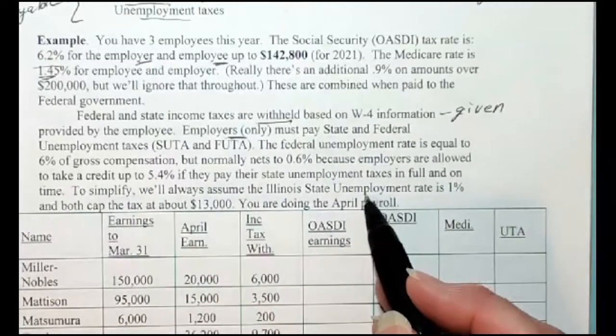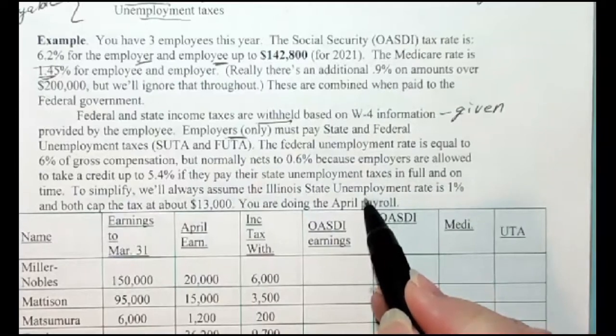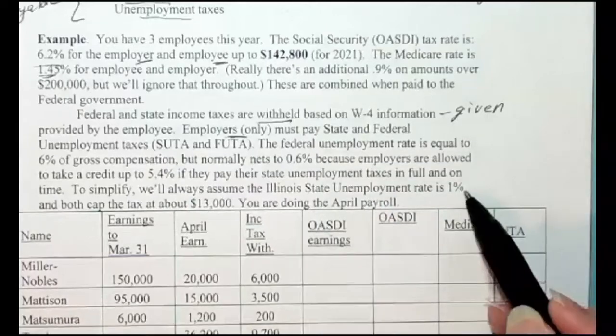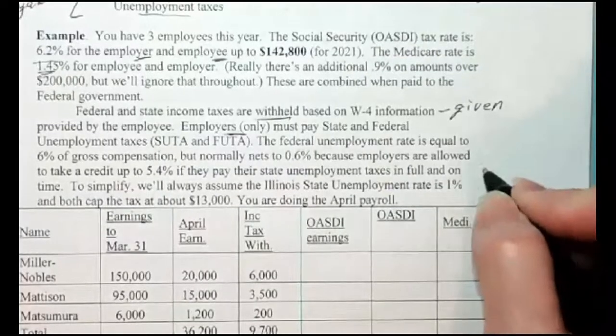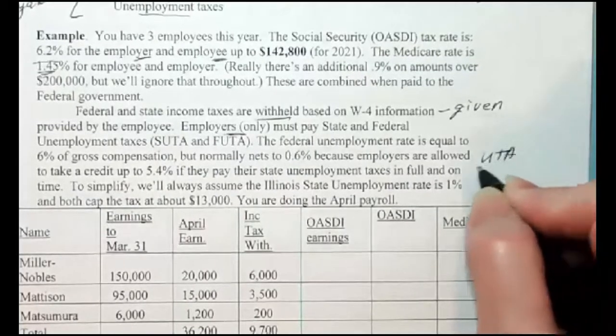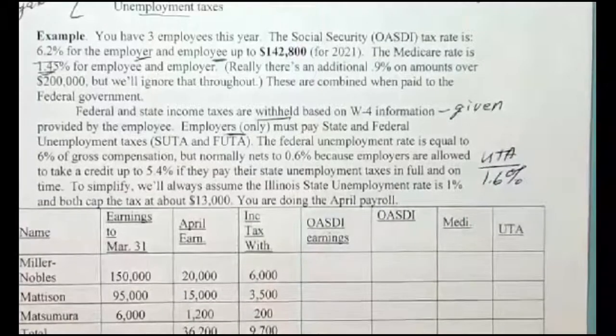The Illinois, the state one is a little bit more complicated because it depends on the kind of company you are. Construction companies, for example, will pay more in unemployment than a university because they have more unemployment claims and those kinds of things. So we'll assume it's 1%, and I'll leave it 1% all the time. The unemployment tax, the two together, will be 1.6%.